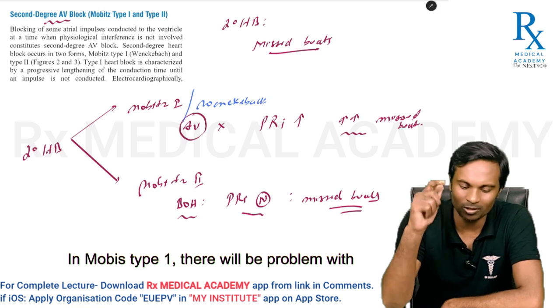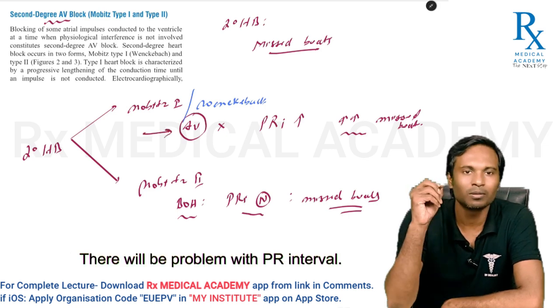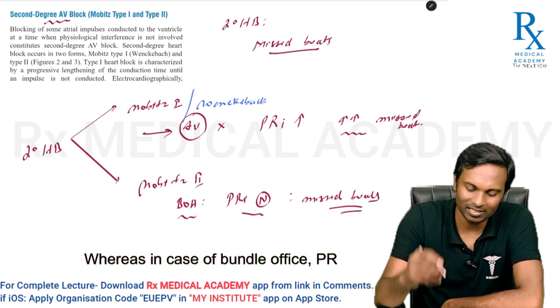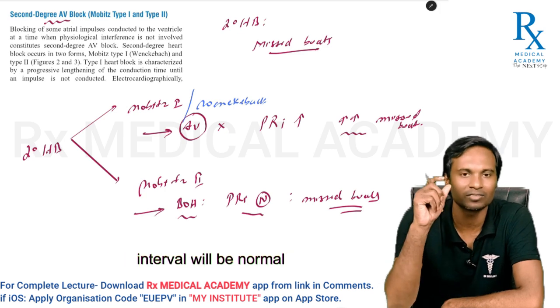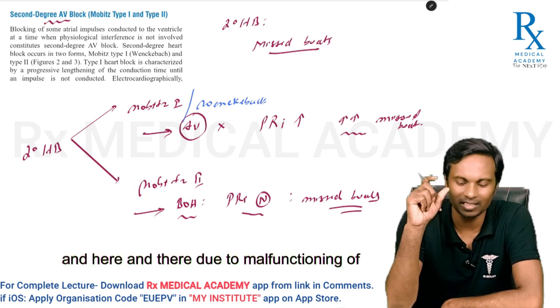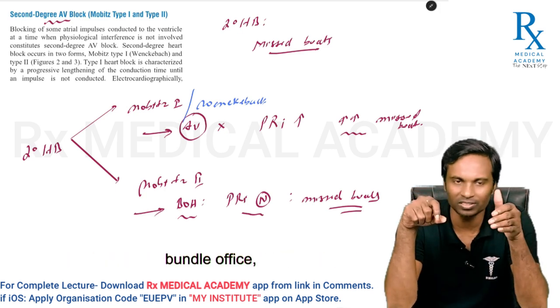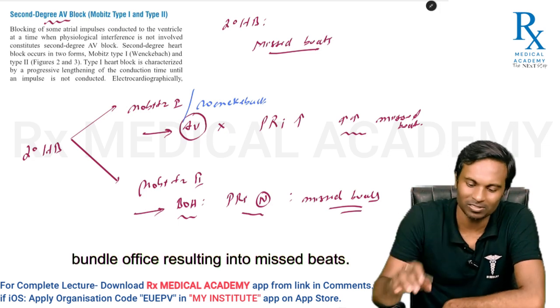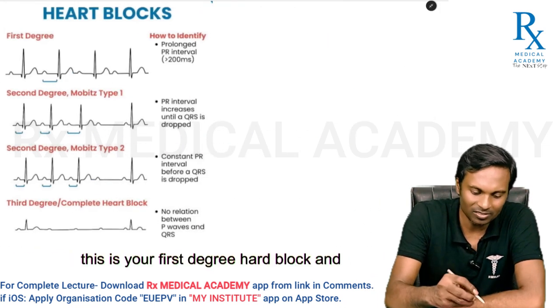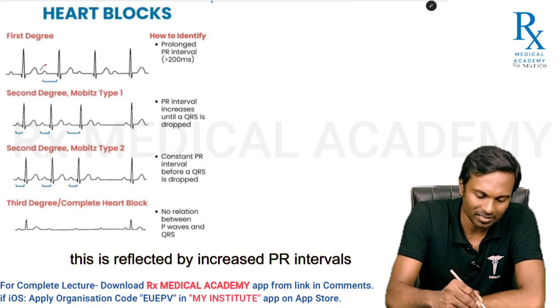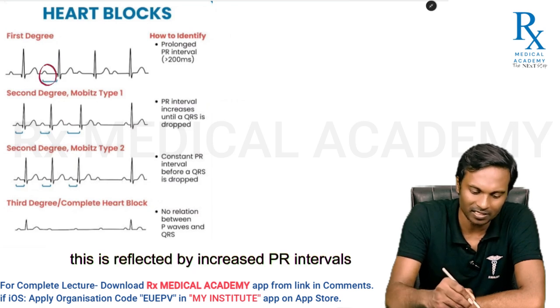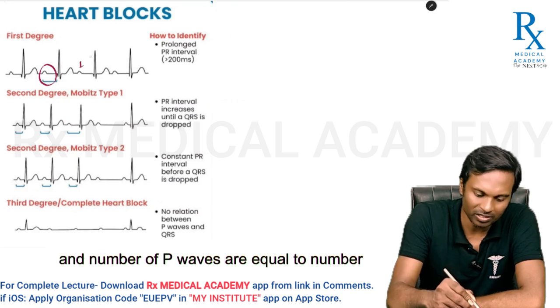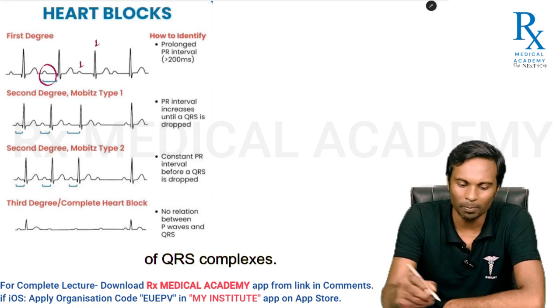In Mobitz type 1, there will be problem with the AV node. There will be problem with PR interval, whereas in case of bundle of His, PR interval will be normal, and here and there, due to malfunctioning of the bundle of His, there will be no conduction across this bundle, resulting into missed beats. Try to understand. This is your first degree heart block, and this is reflected by increased PR intervals, and number of P waves are equal to number of QRS complexes.